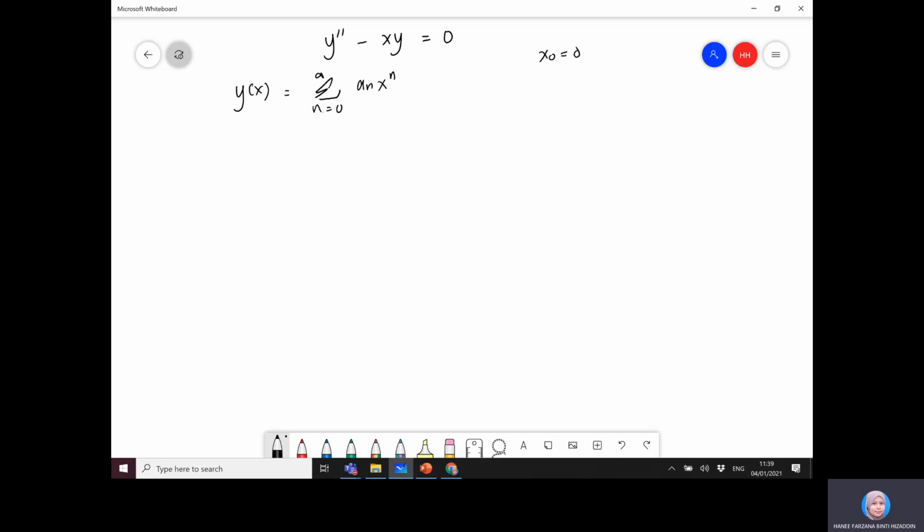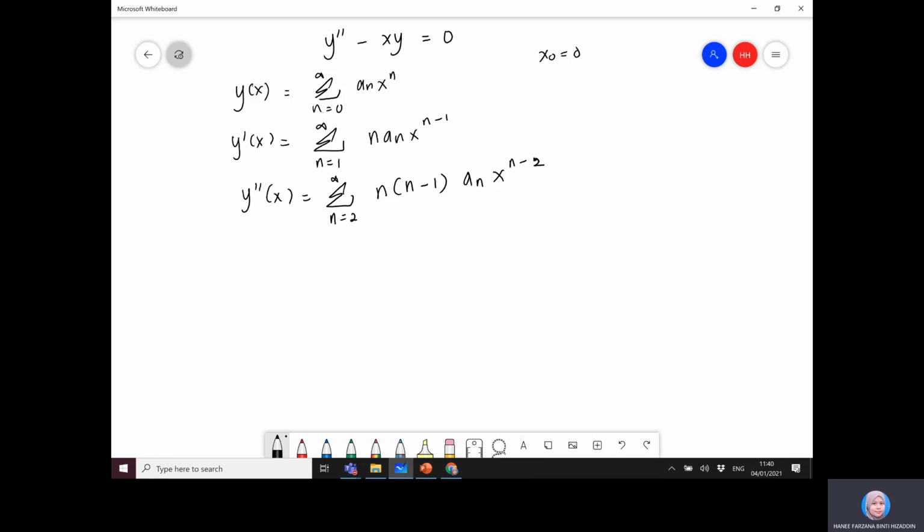From here, you can have y prime of x equal to the summation from n equals 1 to infinity of n a n x to the power of n minus 1, and also y double prime of x is thus the summation from n equals 2 to infinity of n times (n minus 1) a n x to the power of n minus 2.